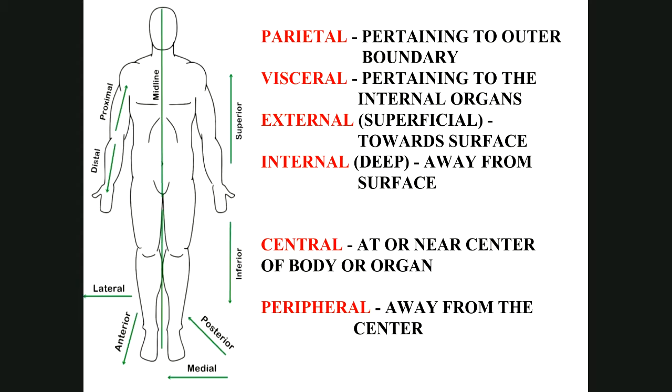External, just as obvious, that's toward the surface. An external or superficial thing would be like a scratch on your skin. And internal is deeper. Central means, again, the center of something, like the pupil in your eye is central to it. It's in the middle. And peripheral means away from the center or toward the side again. So those are some directional terms.